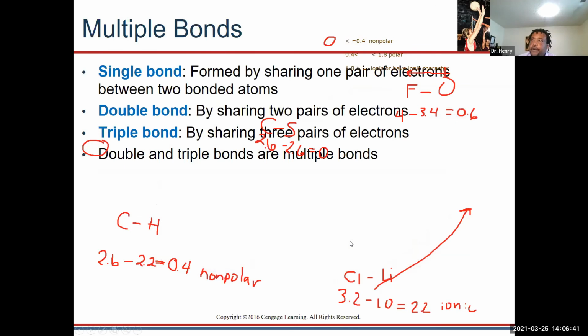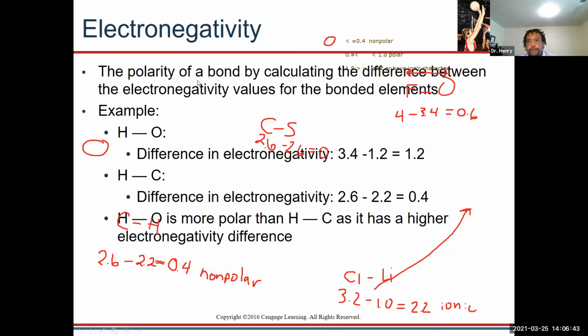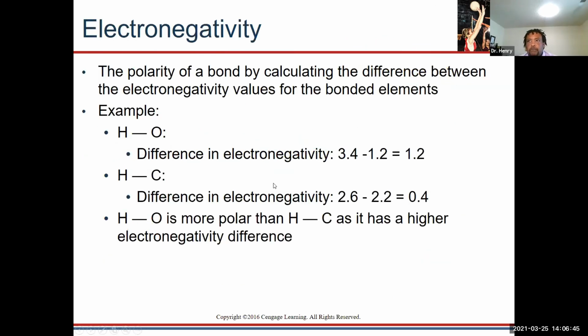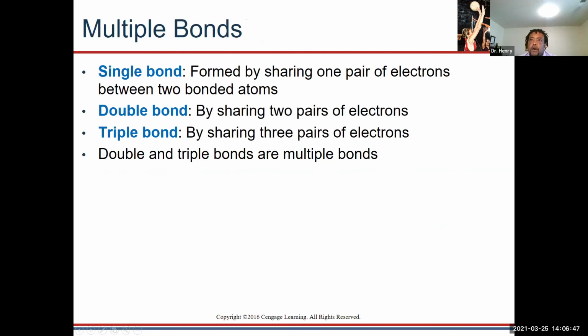Oops, got carried away. So this is just showing you what we just did. We know that if we're sharing 2 electrons, that's going to be a single bond. If we're sharing 4 electrons, that's going to be a double bond. If we're sharing 6 electrons, that's going to be a triple bond. And that's the most you're going to get, a triple bond.